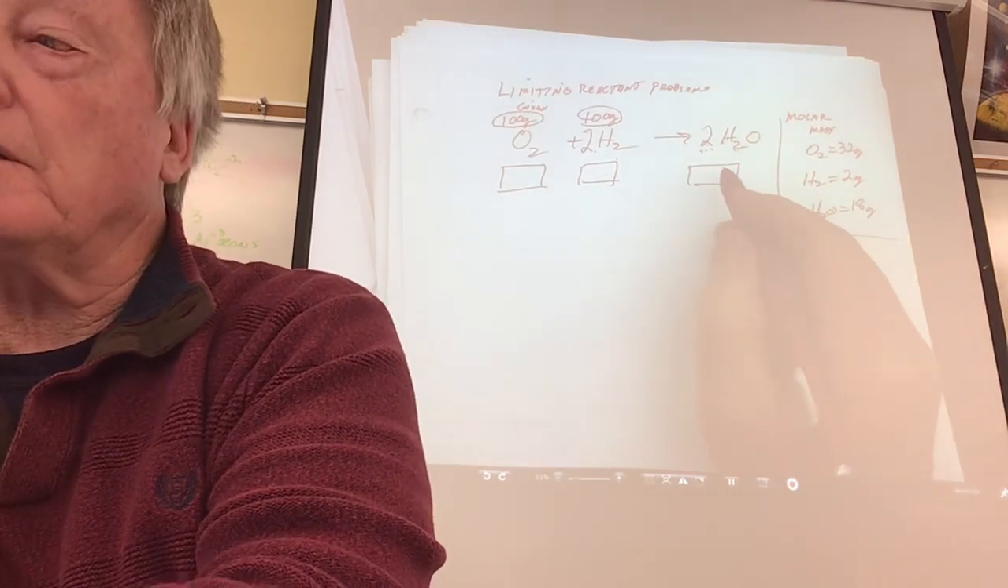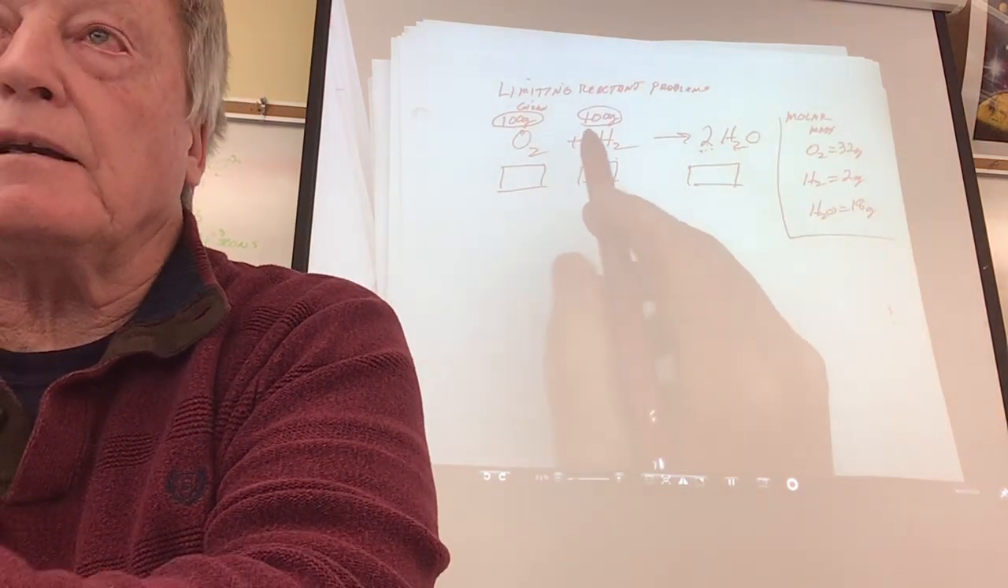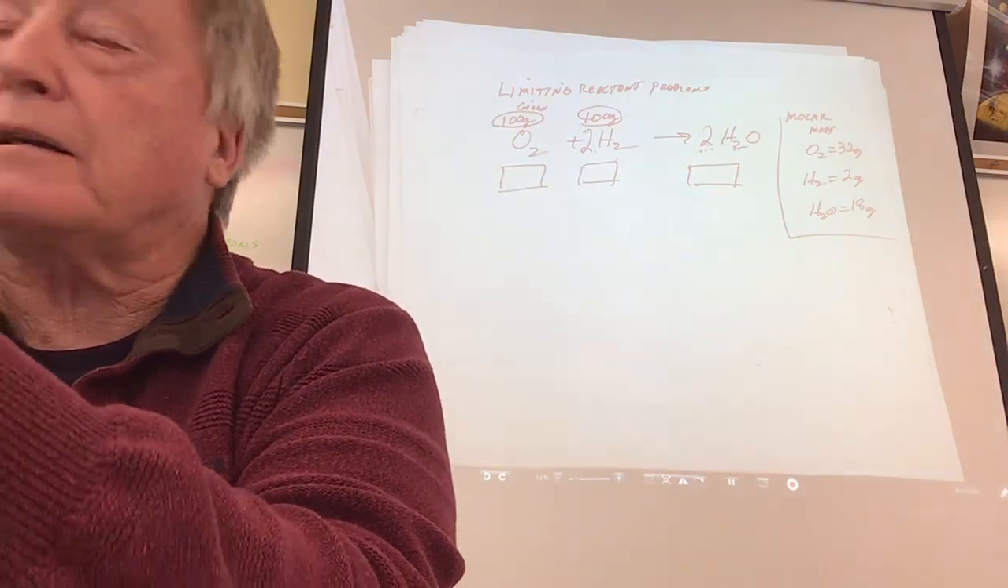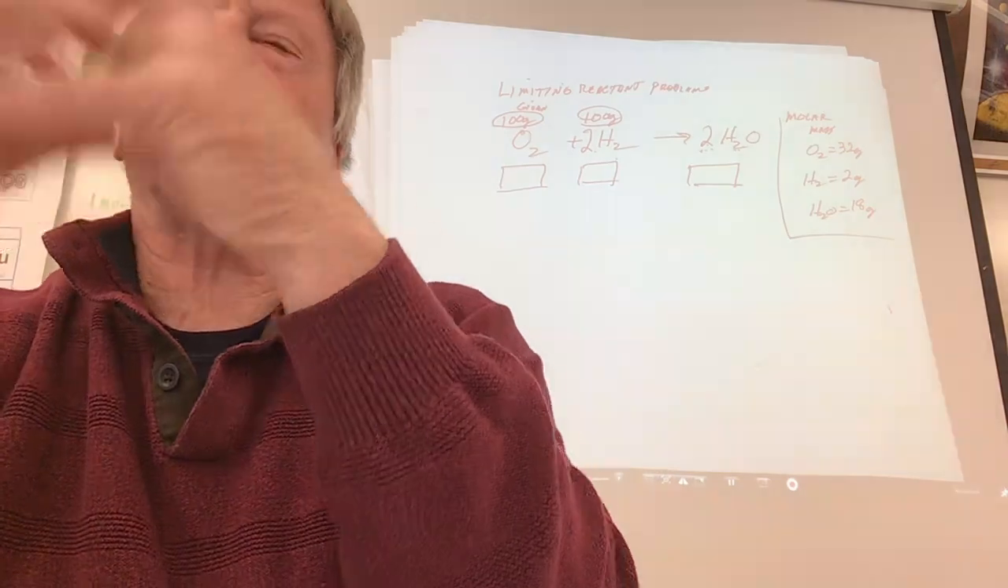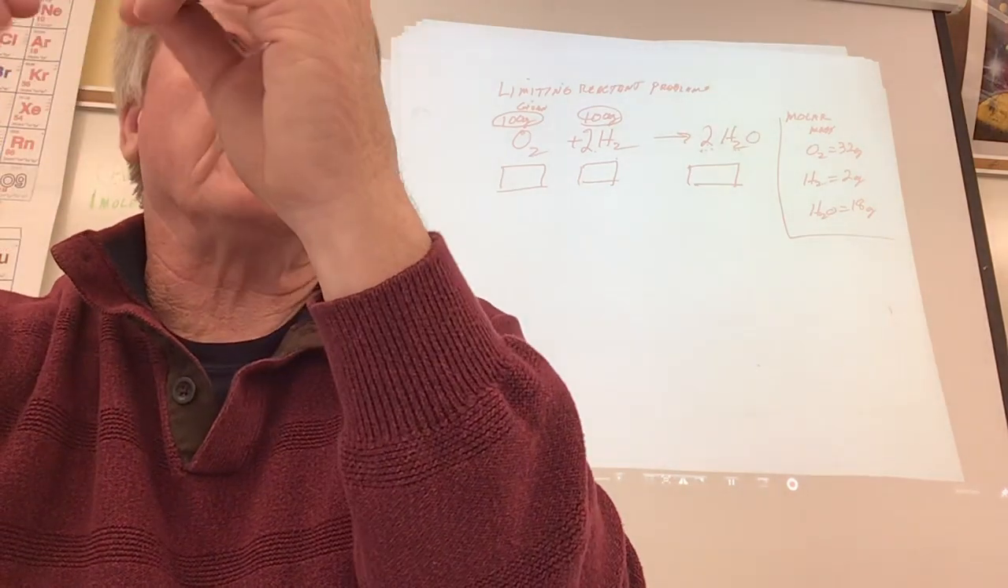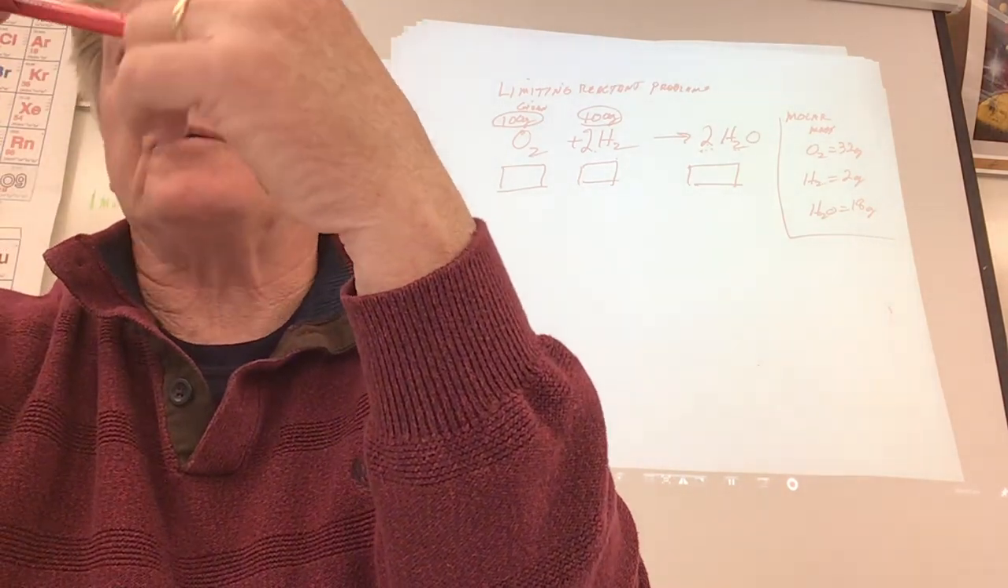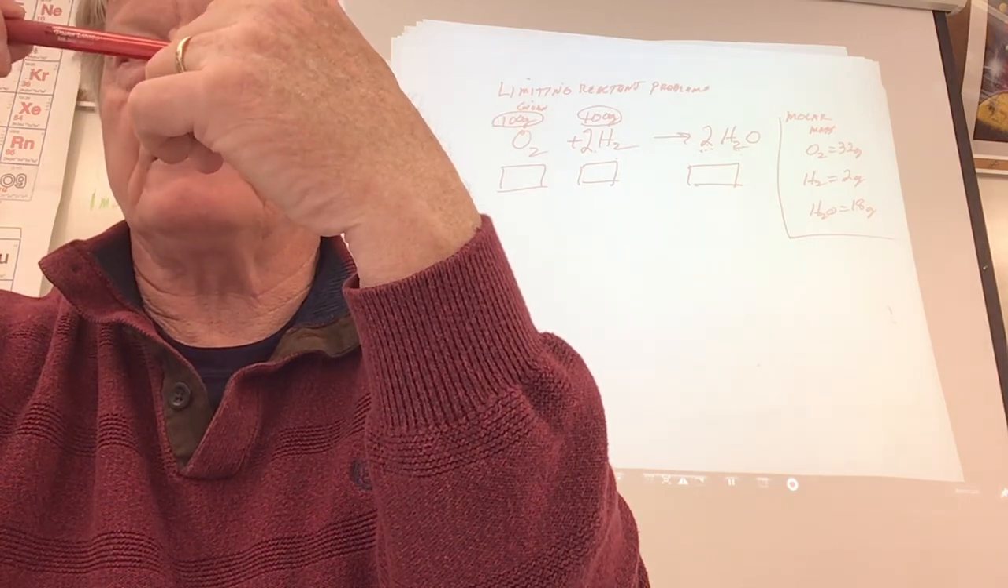So what I'm going to do here is, this is called a limiting reactant. Here's what it means. Let me tell you a story. Let's make up a story. I haven't told this story yet about bread and peanut butter.